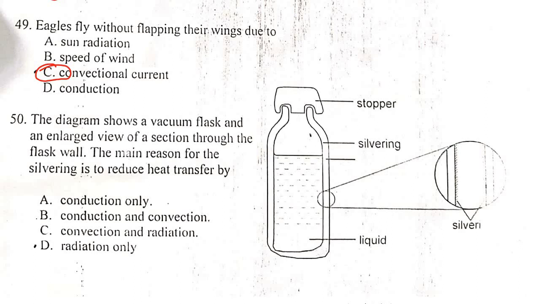The diagram shows a vacuum flask that is used to reduce the transfer of heat by all three processes: conduction, convection, and radiation. The main reason for silvering is to reduce the heat transfer by radiation only, because the inner surface is made silver, so the hot radiation from inside the flask will not be able to escape from the flask, because silver is a good reflector of heat.